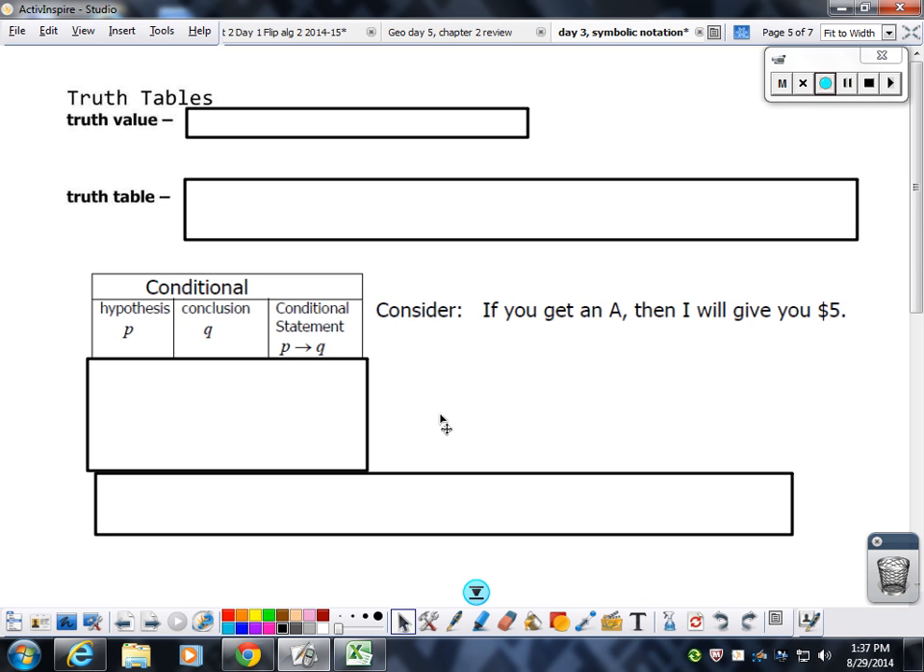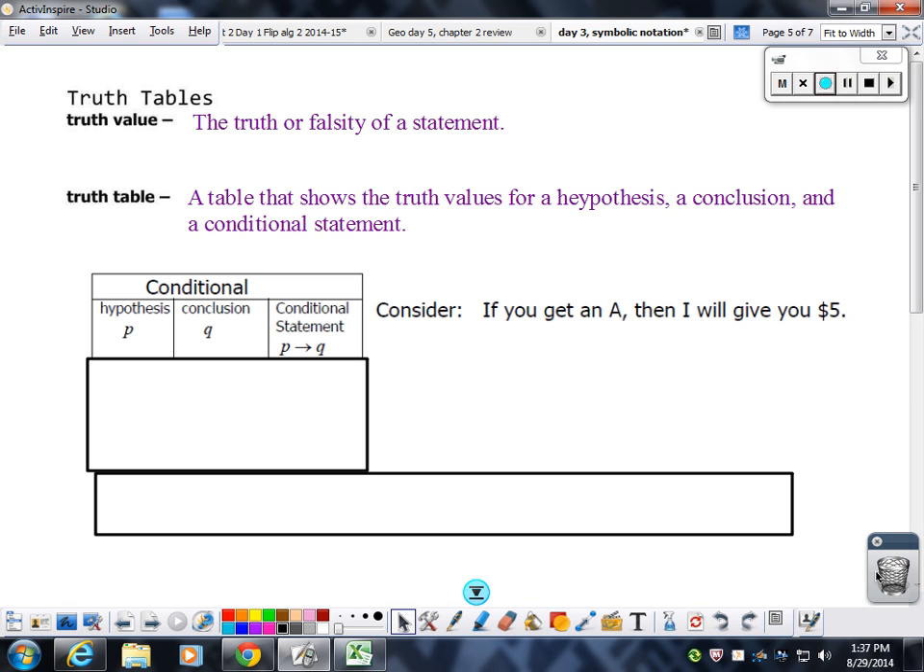Another thing to talk about with conditional statements is the truth table, or the truth values of a conditional statement. The truth value is the truth or falsity of a statement. That's basically is the statement true or is the statement false. A truth table is a table that shows the truth values for a hypothesis, a conclusion, and a conditional statement.